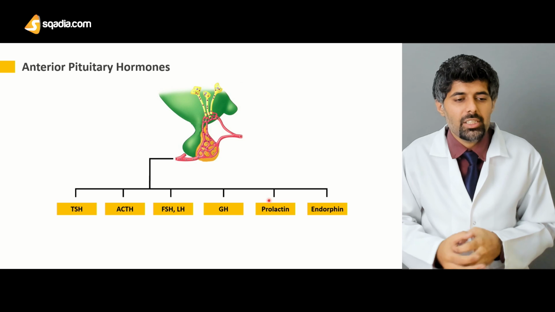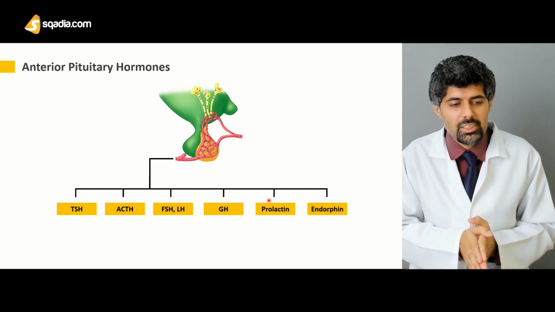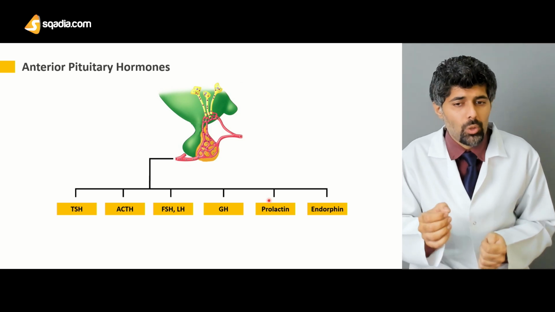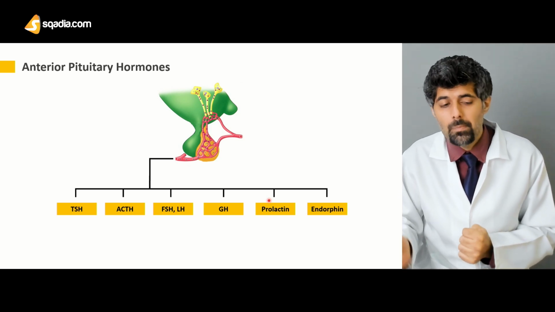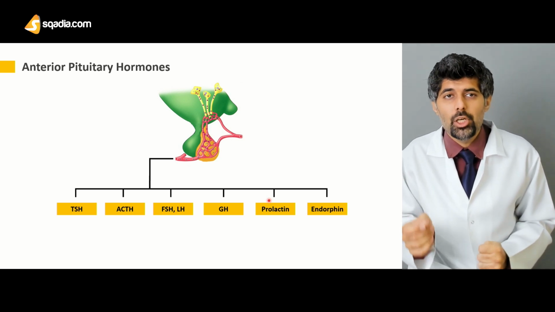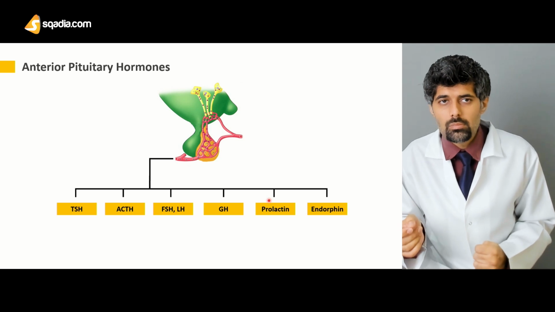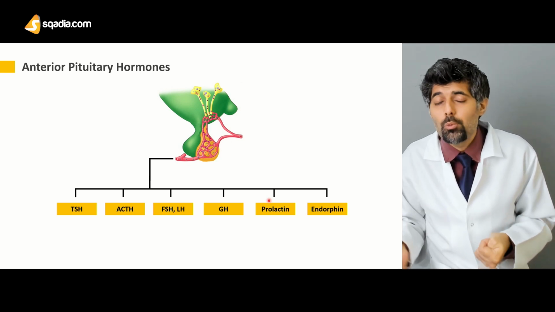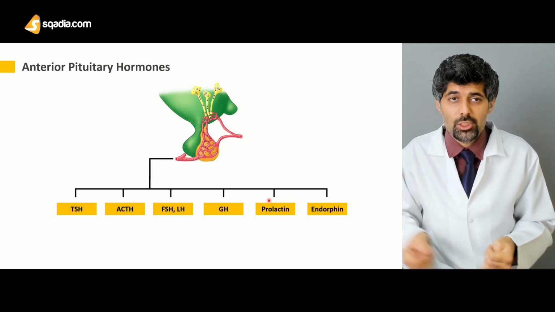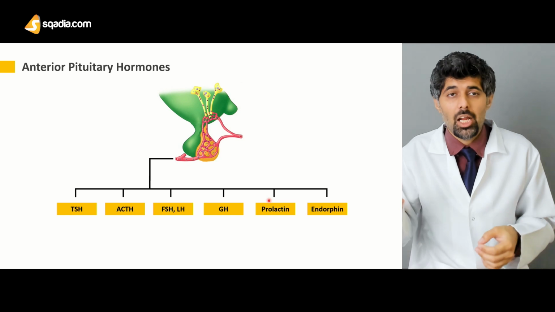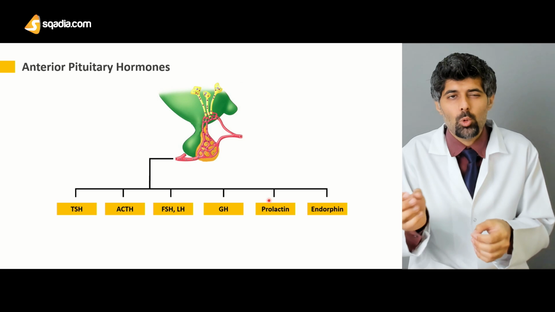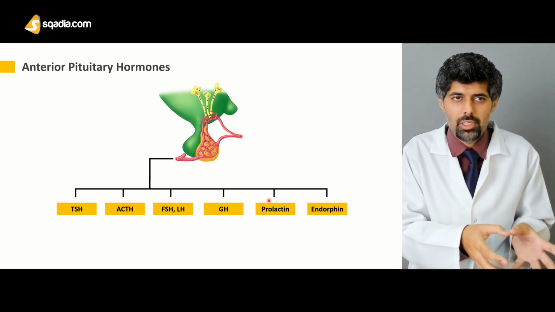Now we have the TSH, ACTH, FSH, LH, growth hormone, prolactin, and endorphin. Now let's start with the TSH, or the thyroid stimulating hormone. Thyroid stimulating hormone is a glycoprotein. So it is a protein which has two subunits, the alpha and the beta, along with a little amount of sugar with them.